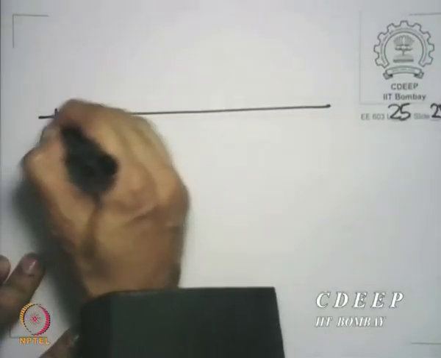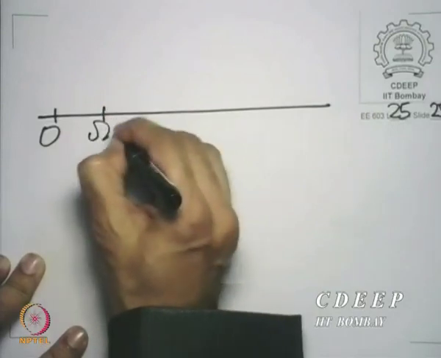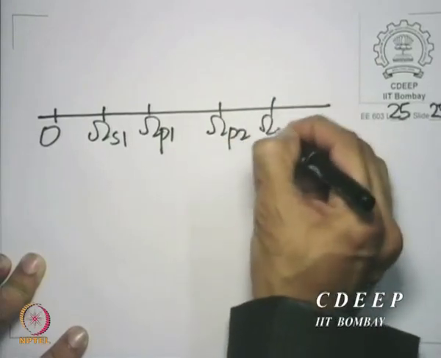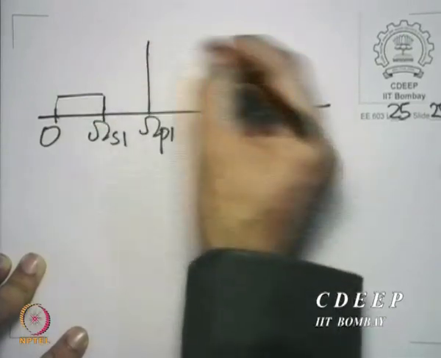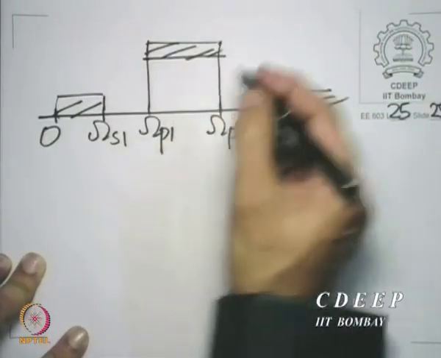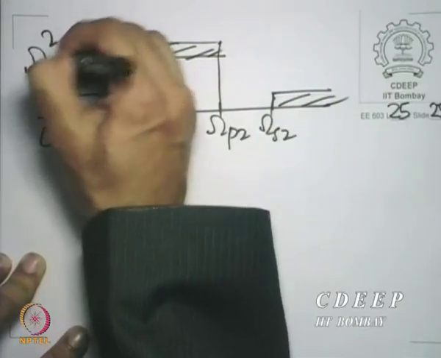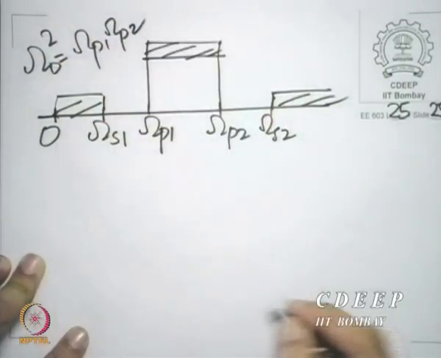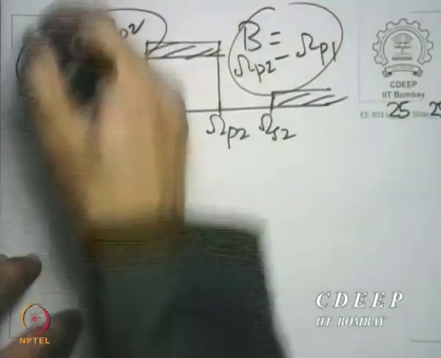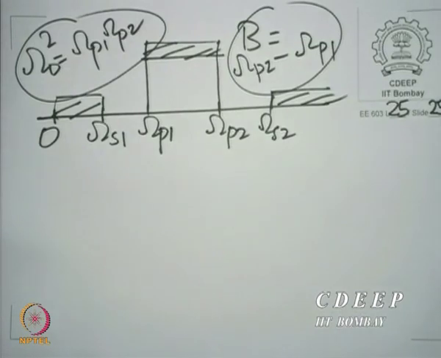What do we need to do? Let us just put down the steps. We have this bandpass filter. First step: take omega naught squared equal to omega p1 omega p2, B equal to omega p2 minus omega p1. And now we know why we call this B. B stands for bandwidth. So in a way, B is the length of the passband.